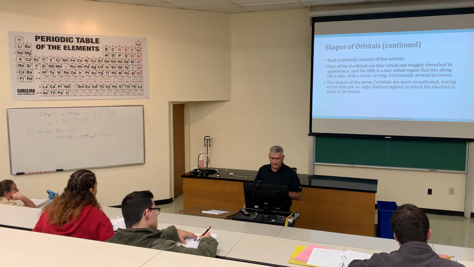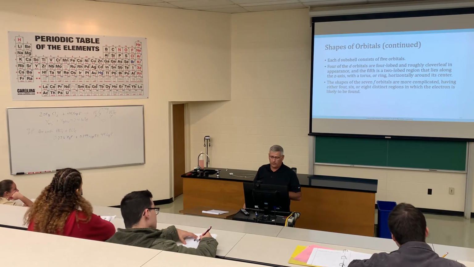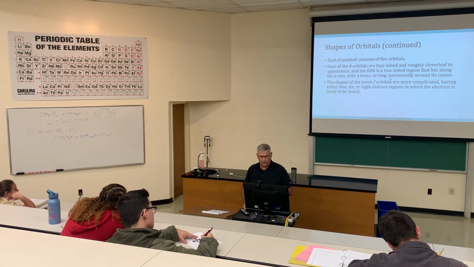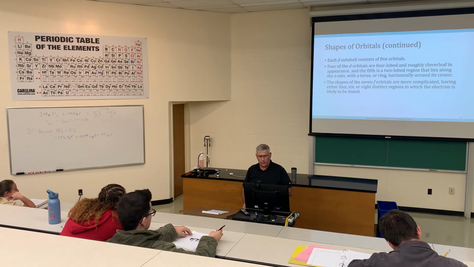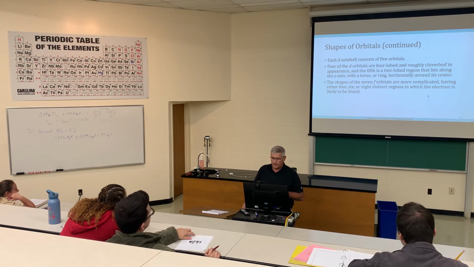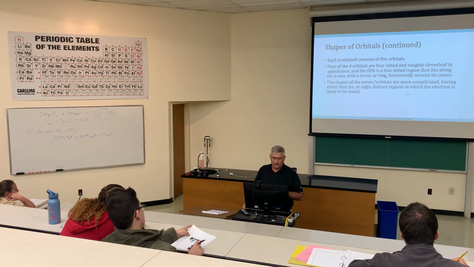But when I move to D, then 4 D orbitals are 4-lobed, roughly cloverleaf in appearance. And the fifth is a 2-lobed region that lies along the Z-axis with a torus or ring horizontally around its center. The shapes of the 7 F orbitals are more complicated, having either 4, 6, or 8 distinct regions in which the electron is likely to be found.